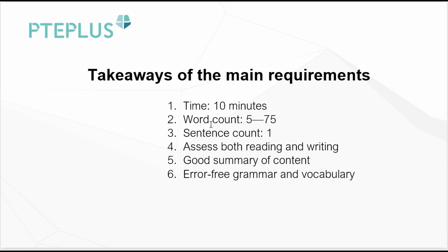In terms of word count, we need to stick between 5 to 75. We only need to have 1 sentence. This is very important to remember. It's only 1 sentence, so we really got to summarize things. We need to assess both the reading and writing. So what it means is that the marks here go towards reading and writing sections of the exam. So it's not just writing, but rather it goes towards reading and writing, making them 8 marks very precious. We need to provide a good summary of the content and have error-free grammar and vocabulary.